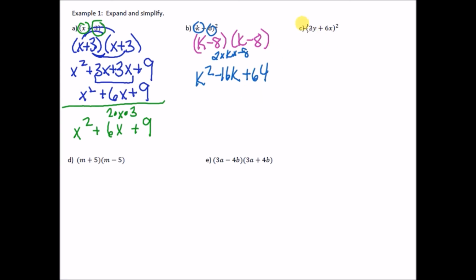Okay, the next one. So this one's a little bit more complicated, so I'm actually going to do that middle term all expanded. So again, this is a perfect square trinomial because it's 2y plus 6x squared. Okay, so what we want to do is we want to square the first term. So we're going to go 2y squared. Okay, we want to square that last term, 6x. So let's just put that in brackets, 6x, and then that's squared. And this middle term is going to be 2 times the first term, which is 2y, times the last term, which is 6x.